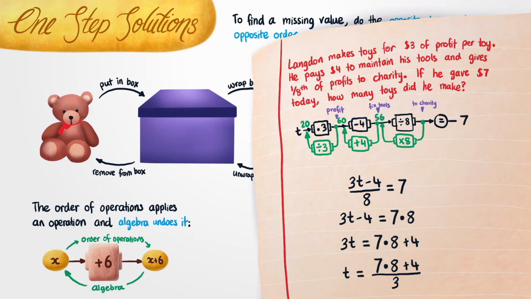So from this you can see that this gives us the exact same result. Notice that we started with 7 and then multiplied by 8, as we have here. Then we added 4, and then we just divided by 3, which we have over here. Again, no matter how you do it, you're always going to end up with a final answer of exactly 20 units. So Langdon made 20 units.